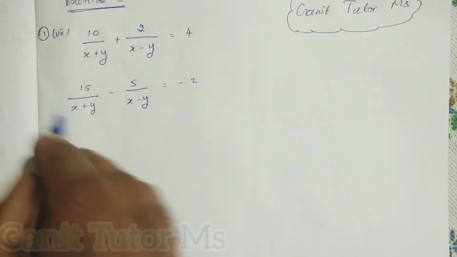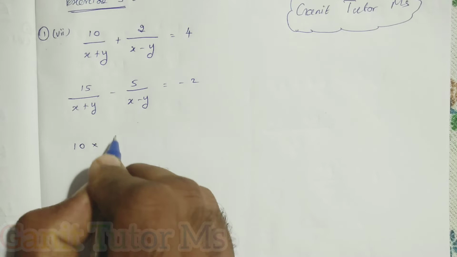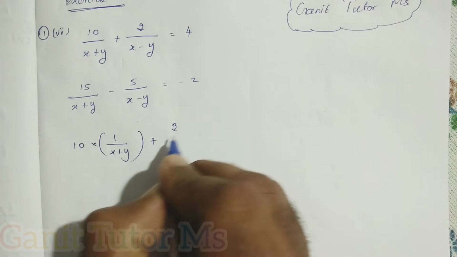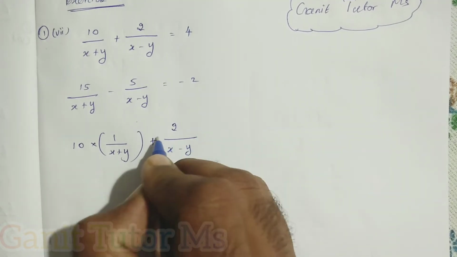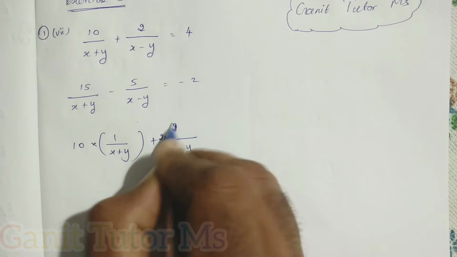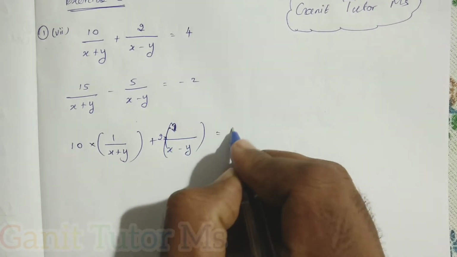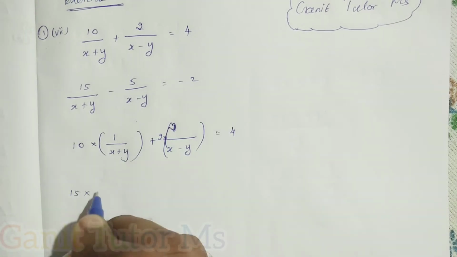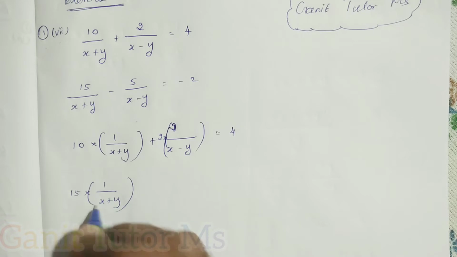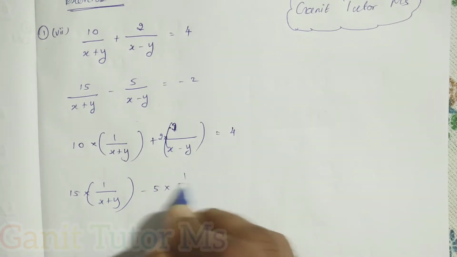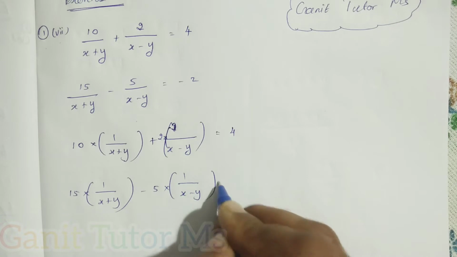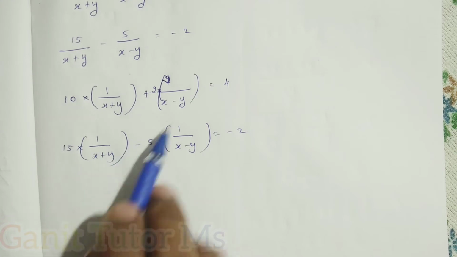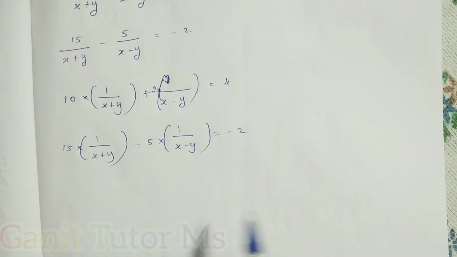So in the first equation, 10 into 1 by x plus y, clear? Then plus 2 divided by x minus y, that is 2 into 1 by x minus y, equal to 4. Next, the second equation: 15 into 1 by x plus y minus 5 into 1 by x minus y equal to minus 2. Clear? Here both are the same, 1 by x plus y, and here also 1 by x minus y, here also 1 by x minus y.